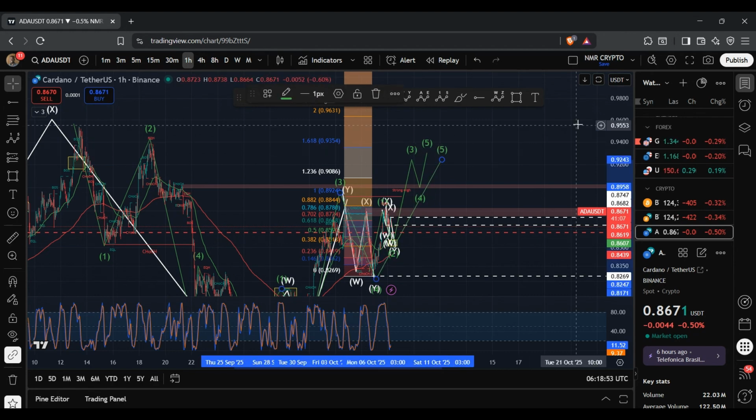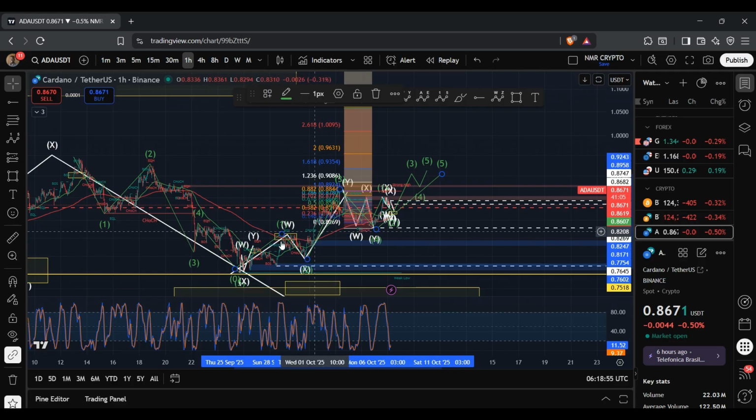If we exceed this region, then it's possible that what we are forming instead is a bigger WXY structure to the upside, where we could see even higher highs, and ADA could then even tap into the $1 mark. But of course, that's something that I'm going to be tracking in the days and weeks to come, and I'll be keeping you guys updated.